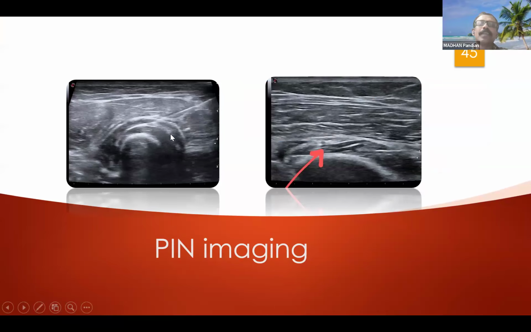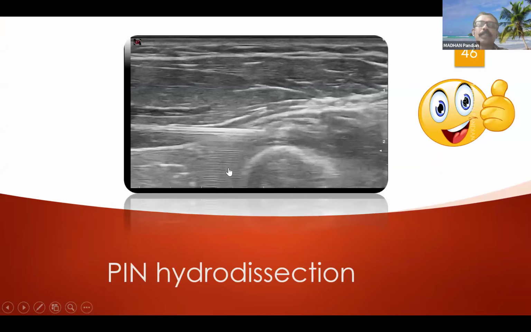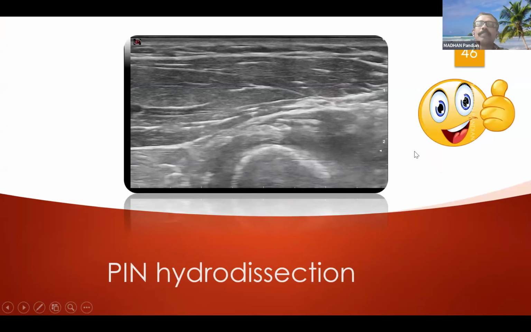You can see there is a supinator there. That's the radius, the supinator, the superficial and the deep edge, and that's the intermediary layer. That is the monofascicular posterior interosseous nerve on its short axis and long axis. And this is the one which I'm trying to do a hydrodissection on with 5% dextrose. You can do a 5% dextrose hydrodissection like this.